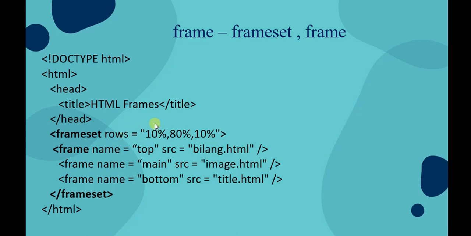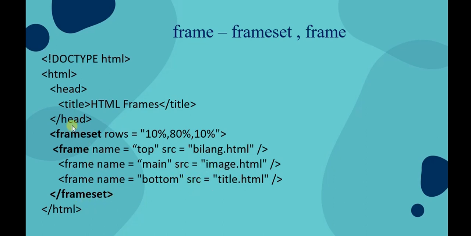How many rows am I dividing? 3 rows: 10%, 80%, and 10%. The first 10% is represented in a frame tag, the second 80% in another frame tag, and the third 10% in another frame tag. What are the names of these three frames? Top, main, and bottom. In the 10%, what do I want to display? Bylang.html. This HTML document will be displayed in the 10%. Then image.html in the 80%, and title.html in the 10%. That's why I specified it in the src tag. Then close the frameset.